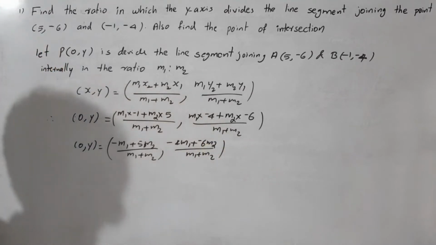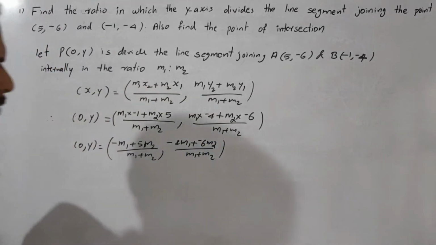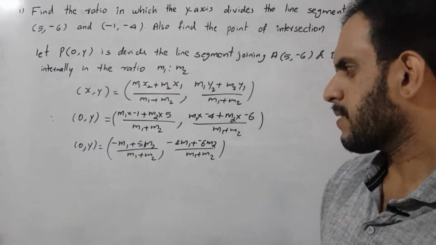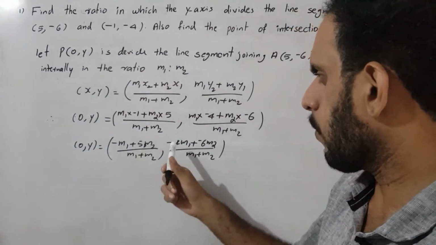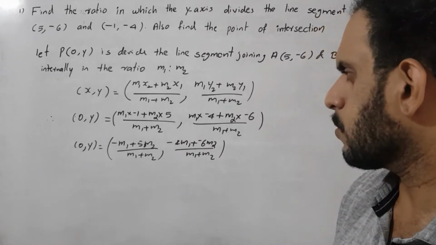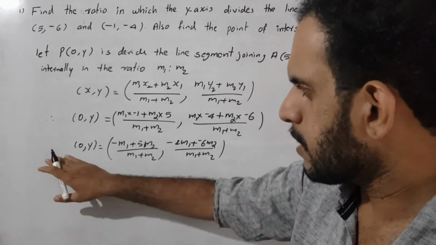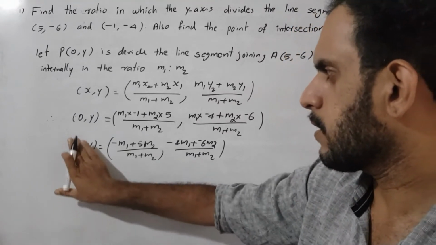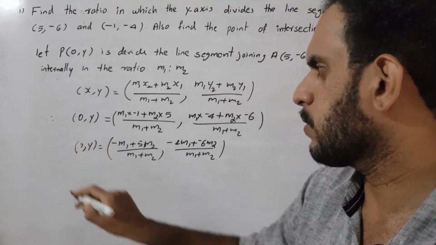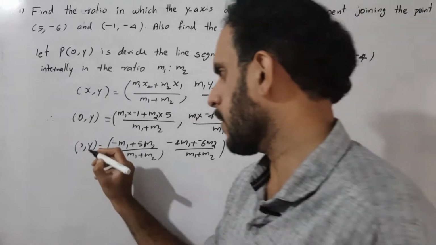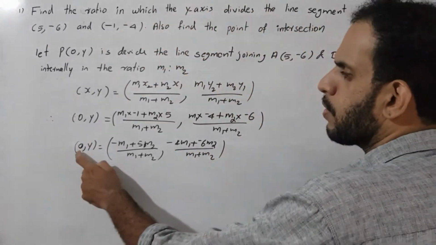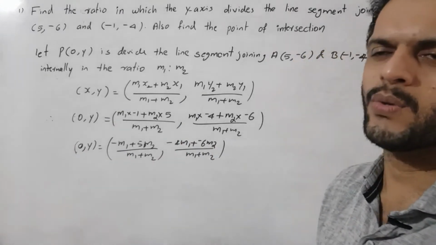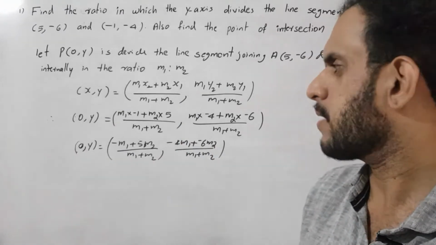So we got it now. (0, y) is equal to ((-m1 + 5 m2) / (m1 + m2), (-4 m1 - 6 m2) / (m1 + m2)). That means this coordinate is equal to this one. Correct. So what does it mean? Its meaning is x coordinates are equal and y coordinates are equal, correct?